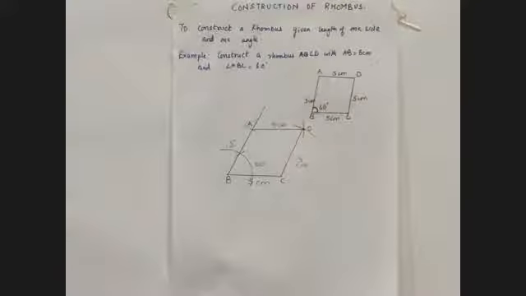Now let us move towards the next construction. So the next construction is we have to construct a rhombus when one side and one diagonal are given. Similarly, we know that all the sides are equal. So AB, BC, CD and AD will be 4.5 and one diagonal BD is given as 5 centimeter.